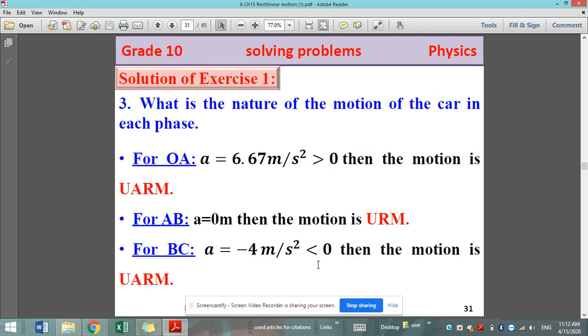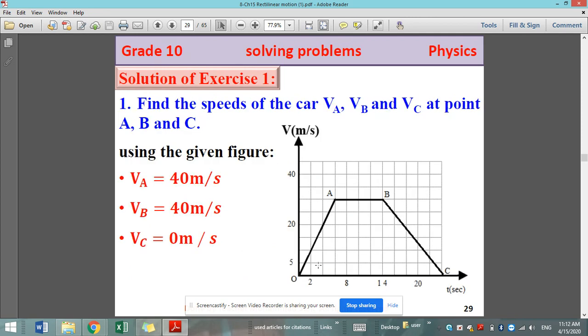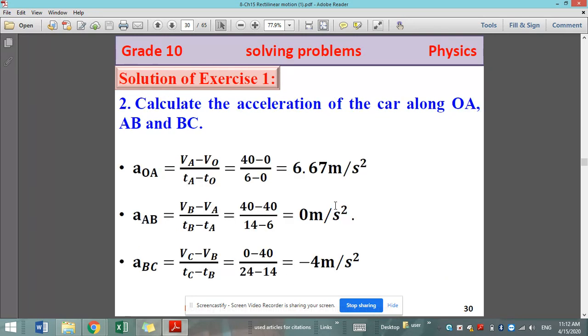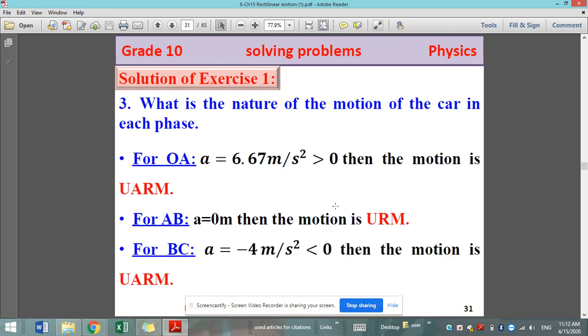What is the nature of motion of the car in each phase? For OA, since a is positive, then the motion is UARM. And this is not enough. We have to add that since a is positive and V versus T for this phase is an increasing straight line, we conclude that it is UARM. It's not enough to have a positive, okay? For AB, a equals 0 meters per second squared, then the motion is URM. No acceleration, so the speed is constant.